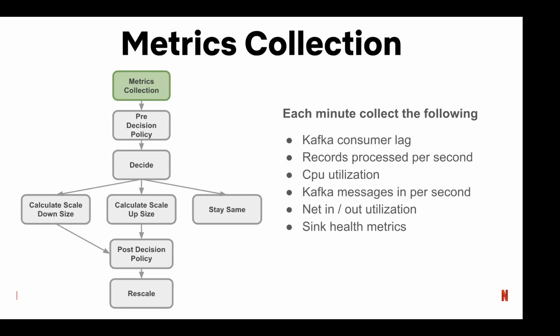So for metric collection, metrics are published once a minute. So for each router, every minute, we batch the metrics for that router together. And some of the metrics we look at are Kafka consumer lag, processing rate per second of the router, CPU and network utilization, the incoming event rate on the Kafka topic, and health metrics for the sink cluster.